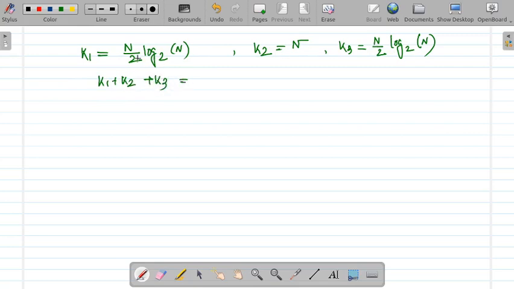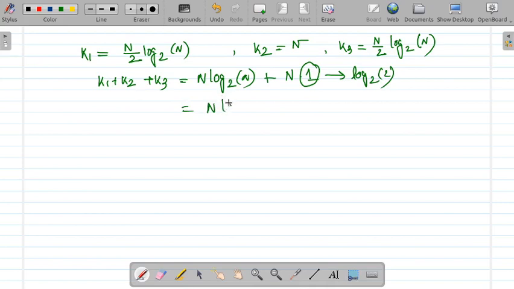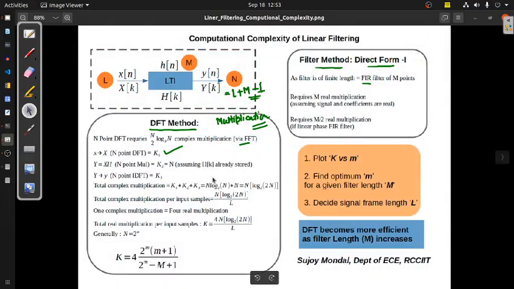That means, adding the two transform terms together, N log2 N plus N into 1. This 1 again can be written as log2 2. That means we can simplify it more: N log2 2N. So this many complex multiplications are required. That's why this number is N log2 2N. Fine. So that is the total complex multiplication.